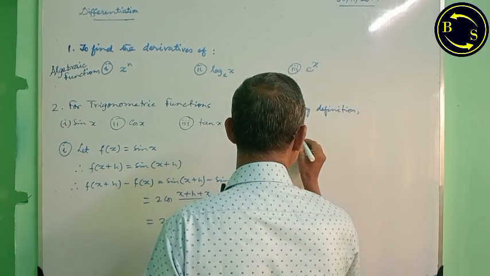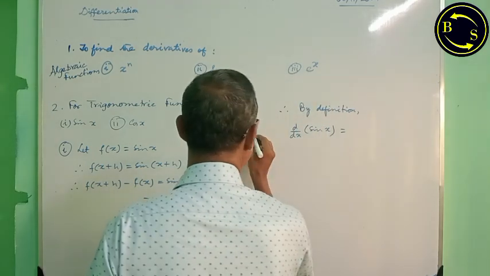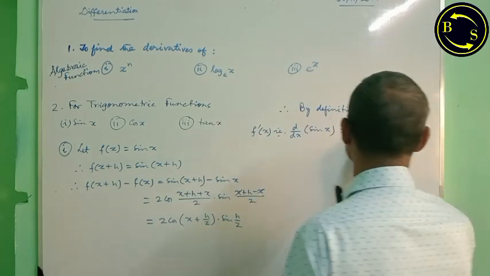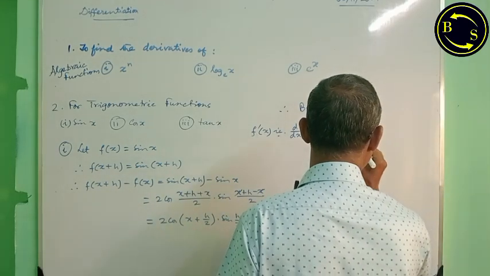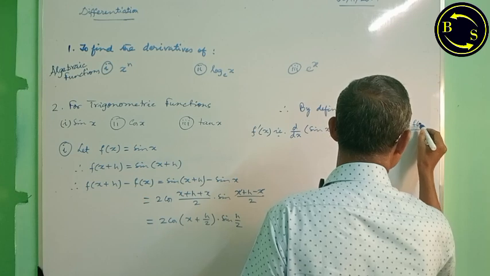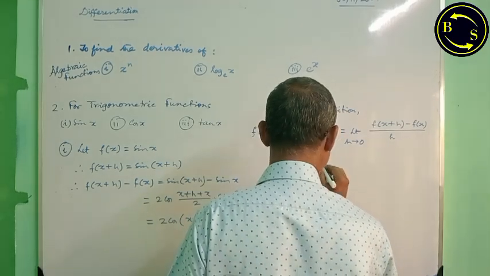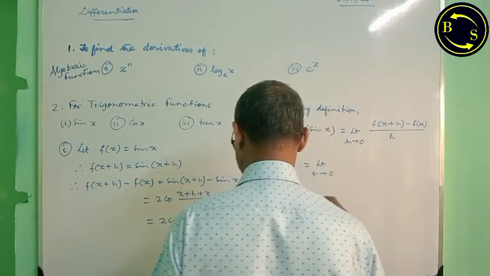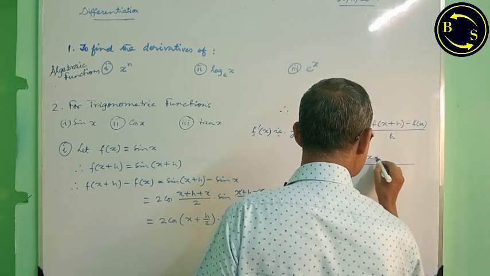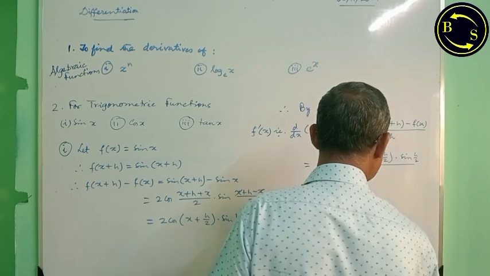d/dx sin x, you can write also f'(x), that is d/dx of sin x is equal to, write the original form first, (f(x + h) - f(x))/h. Now I put the value, already I have got the value, limit h tends to 0, cos(x + h/2) sin(h/2)/h.